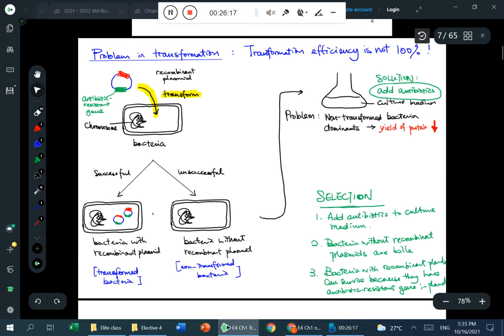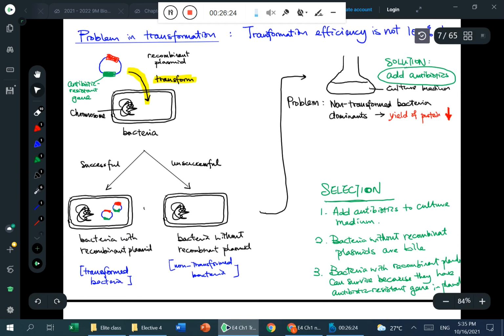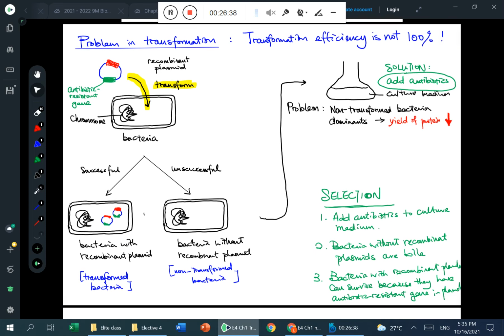Now, one more, the last reminder before I end this video. This is just an example. I mean, this solution is just an example, but it is the most commonly used way to select transformed bacteria, even in the lab that we work in, the research lab or the science laboratory. But there are other ways to solve this problem. So these other solutions may be present in the test or exams. So it's very important for you to understand the rationale behind.